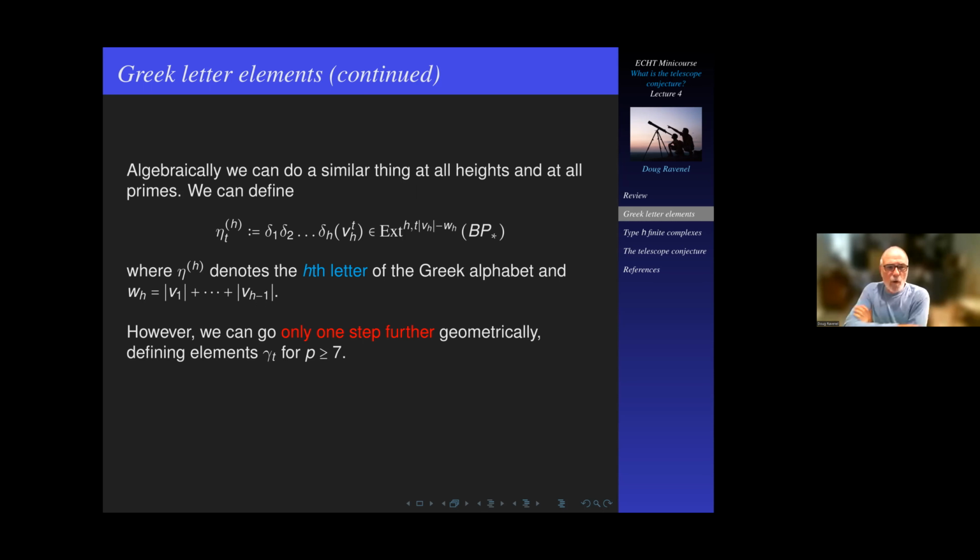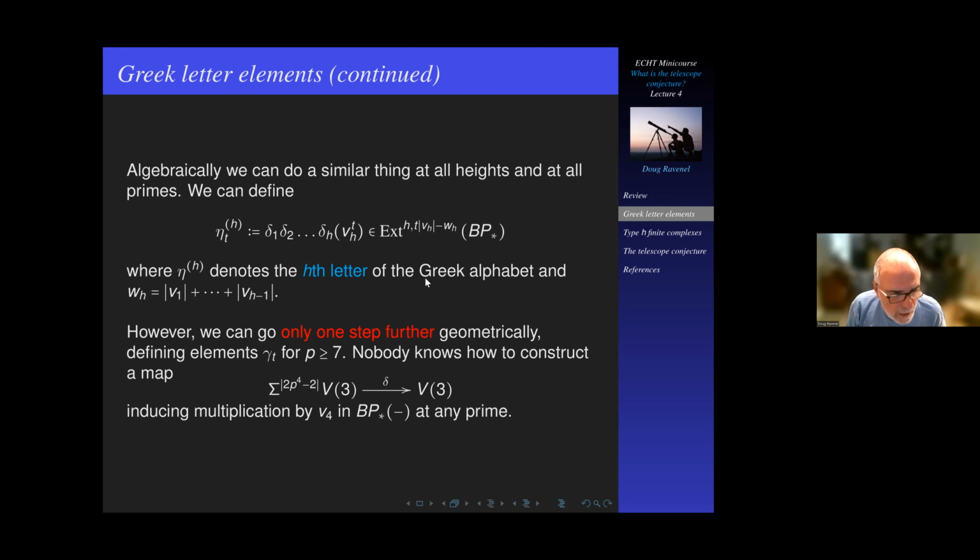But geometrically, we only know how to go one step further with this, and we can construct elements called gamma t for primes at 7 or more. But nobody knows how to go to the 4th step, and nobody knows how to construct a map like this that induces multiplication by v sub 4. People have tried, and nobody's able to do it.